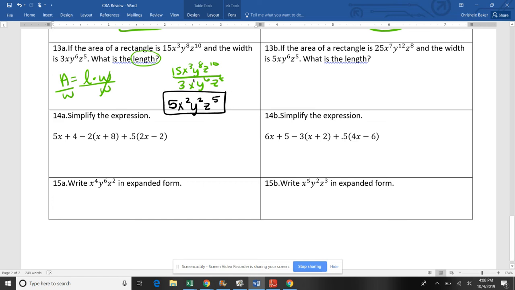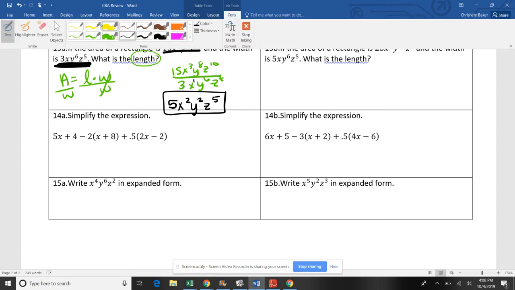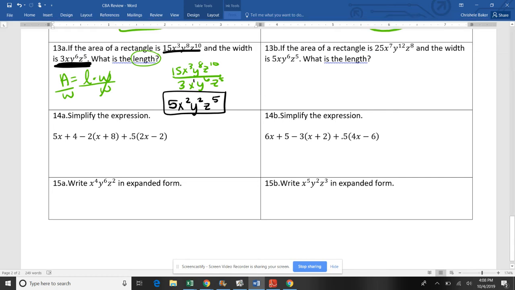Another way we could think of it is, what do we have to multiply what they gave us by to get this? So 3 times what is 15? 5. X plus how many more x's would give us 3? 2. 6 plus how many more y's would give us 8? 2. 5 plus how many more z's would give us 10? 5.